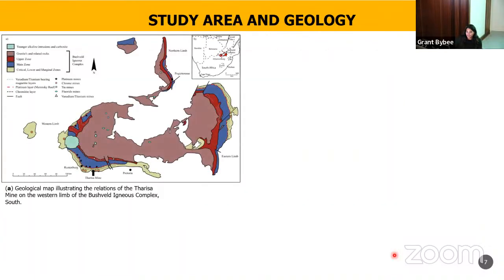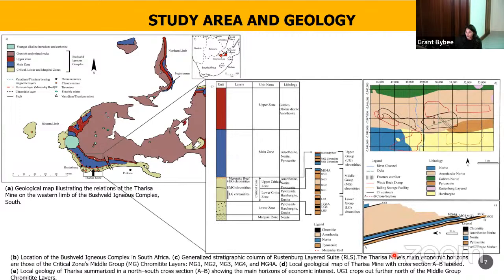Just the study area: the mine is located on the southwestern limb of the Bushveld Igneous Complex, and it's classified by the Rustenburg Layered Suite. What we are focusing on in the Rustenburg Layered Suite is the critical zone geology. This is characterized by anorthosites, anorthites, pyroxenites, harzburgites, and dunites.